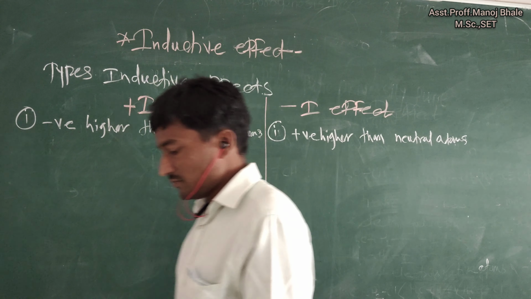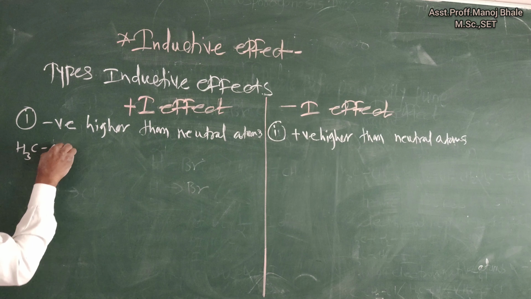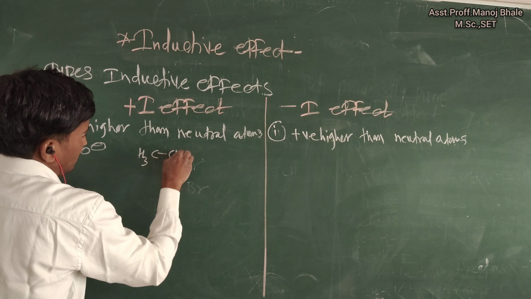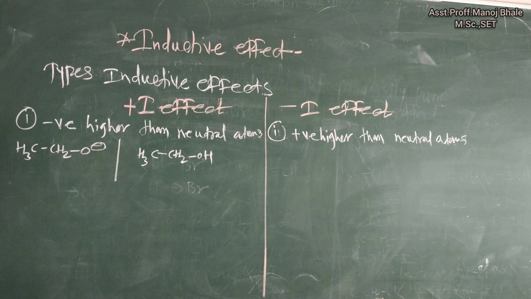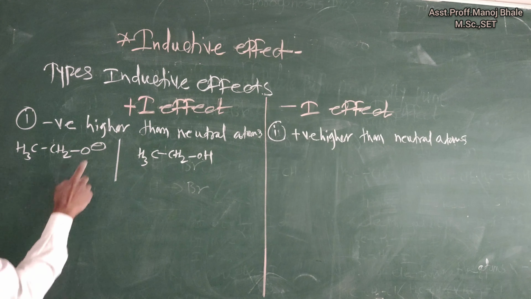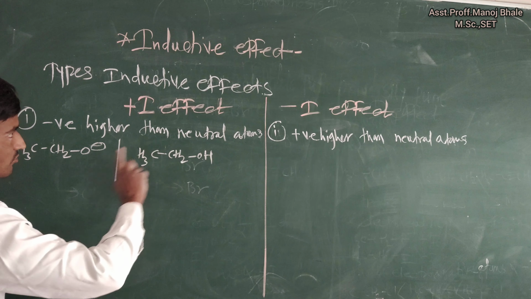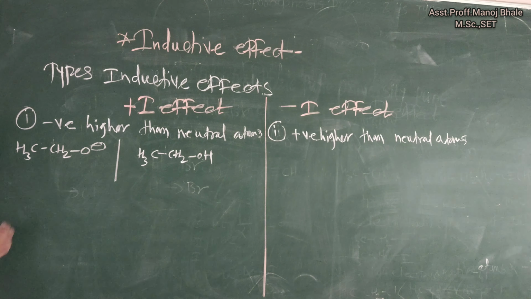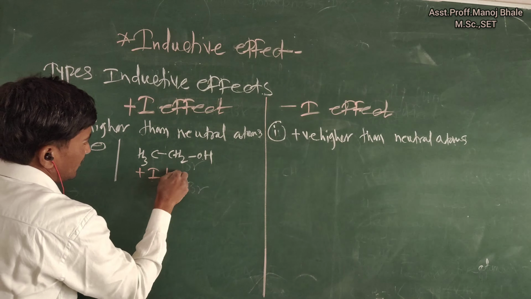Let's check with one example. In the first example you can observe CH3CH2O minus, and the second example is CH3CH2OH. If we compare the plus I effect, in the first example the plus I effect is greater compared to the second. Why? There is a minus charge, and in the second there is no minus charge. This is a neutral molecule, with no charge present. So if a minus charge is present in any example, then the plus I effect is more. So there is more plus I effect, and less plus I effect.